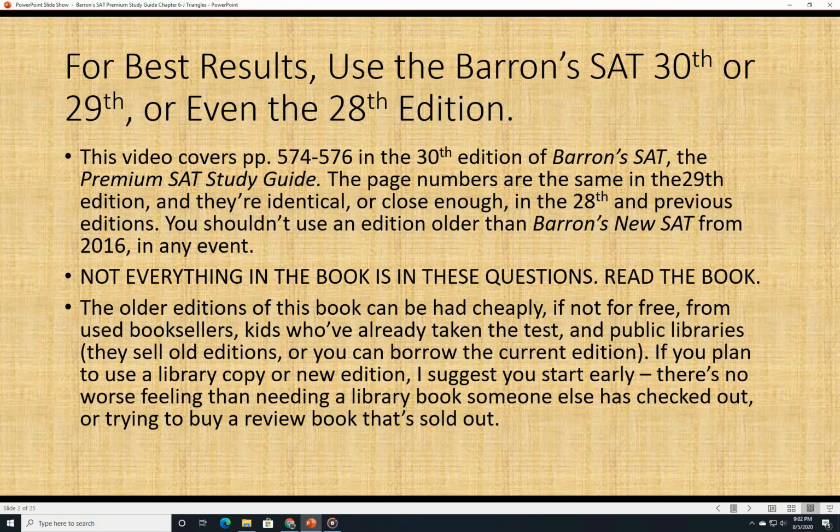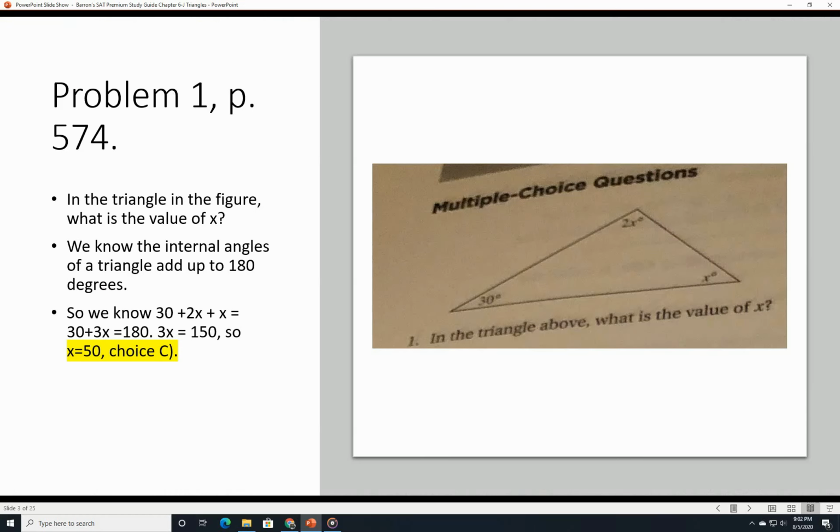The older editions of this book can be had cheaply, if not for free, from used booksellers, kids who've already taken the test, or public libraries. They sell old editions, or you can borrow the current edition. If you plan to use a library copy or a new edition, I suggest you start early. There's no worse feeling than needing a library book someone else has checked out, or trying to buy a review book that's sold out. So, let's get started.